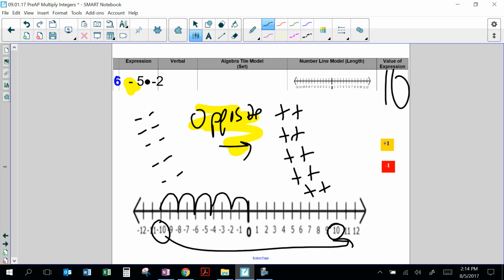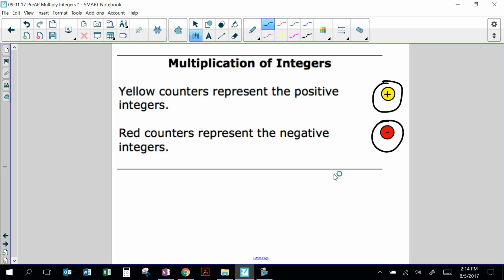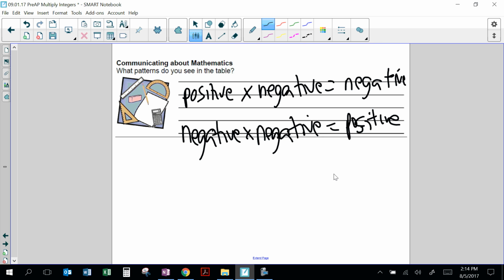And that is how to multiply integers. So as a conclusion, when one number is positive and another one is negative, the answer will be negative. When both numbers are negative, the answer is positive because the opposite of negative is positive. Negative times positive: the opposite of positive is negative.